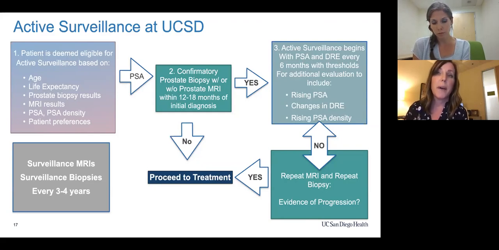If the confirmatory biopsy shows higher volume of disease or higher Gleason score, the patient is advised to proceed to treatment. Likewise, if during active surveillance the repeat MRI and biopsy combined demonstrate progression of the cancer, the patient is advised to proceed to treatment. If stability is confirmed, the patient continues active surveillance with PSA and rectal exam every 6 months. If all stable, the repeat MRI is obtained every 3 years and the biopsy every 4 years at the latest.